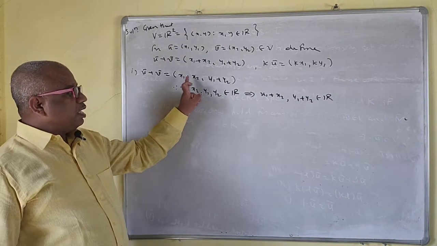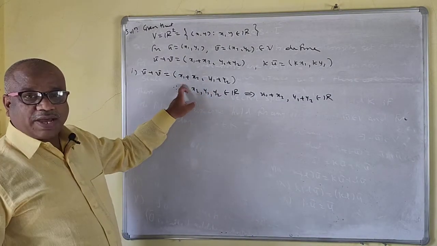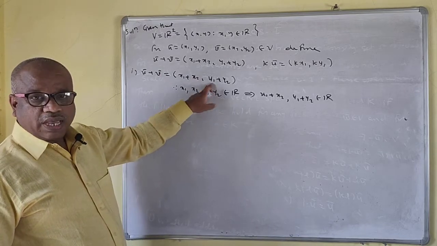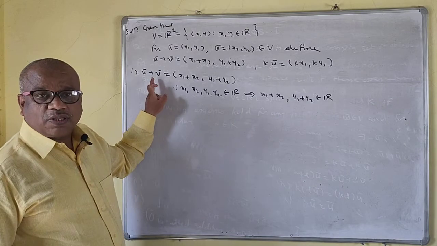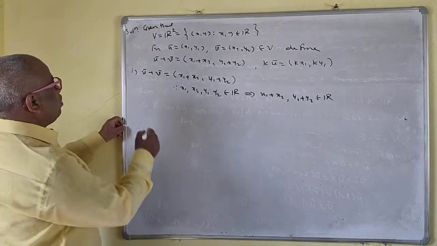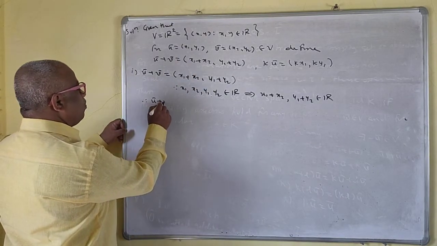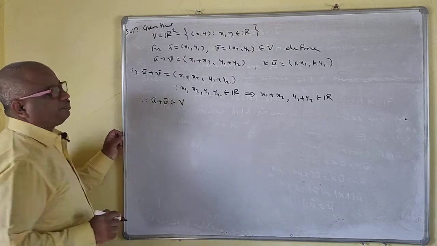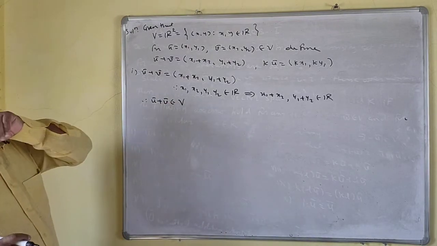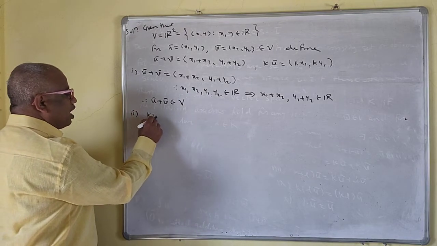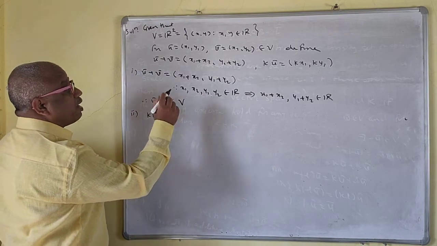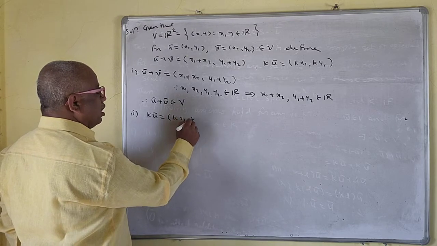So u bar plus v bar has two components, and each component is a real number. That means u bar plus v bar is a vector from V. Therefore u bar plus v bar belongs to V. So the first axiom holds here. We'll go for the second one now: k u bar, which is given as (k x1, k y1).